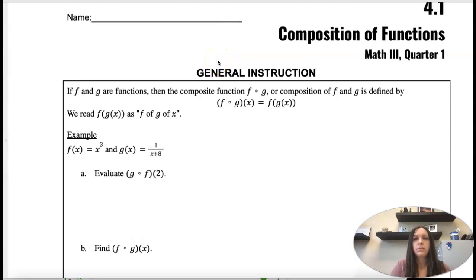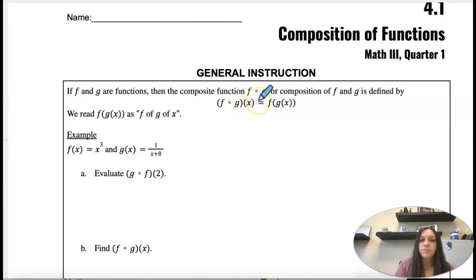So this section is composition of functions. And this first part, I just typed the definition in for you guys so you wouldn't have to write it. So if f and g are functions, then the composite function, f composite g, or composition of f and g, is defined by f composition g of x equals f of g of x. So this open circle, it's not multiplication, it's a new notation called composition.